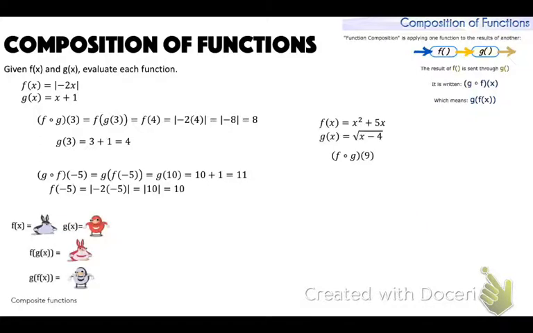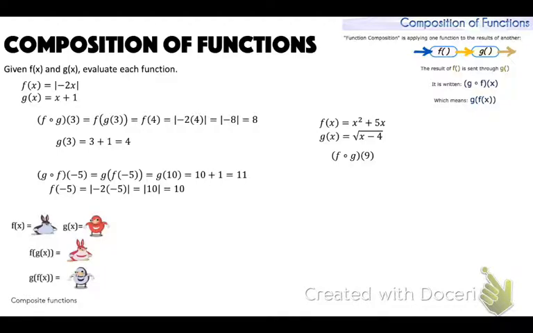Okay. Let's do this one. So f of x equals x squared plus 5x. G of x equals the square root of x minus 4. So let's look at this little cartoon thing down here.